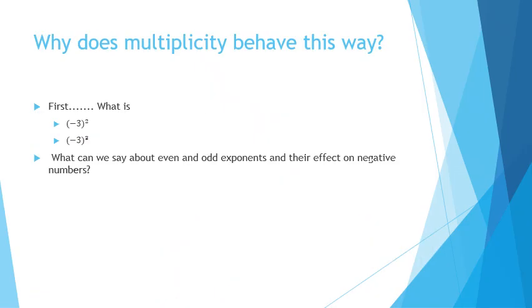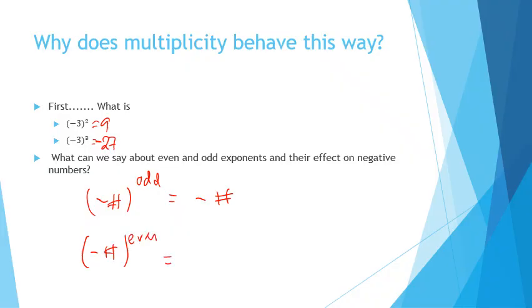And so first, just a quick refresher, what is -3 squared? That should be 9. And -3 cubed should be -27. Whoops, that was a close one there. So -27. And what can we say about how odd or even exponents affect negative numbers? Remember, if you have a negative number and you raise it to an odd exponent, you're going to get a negative number as an output. Or if you have a negative number, but this time you raise it to an even exponent, all those negatives should cancel out with each other, where you now get a positive number.